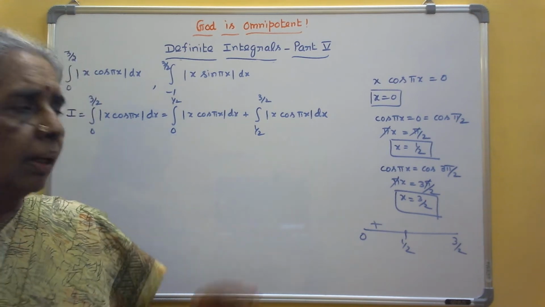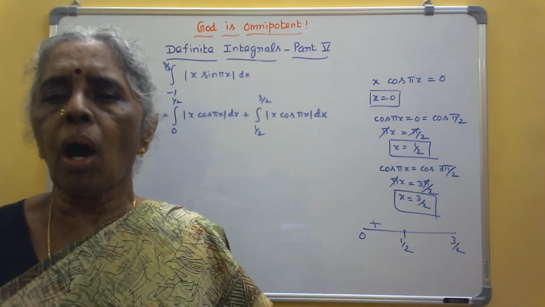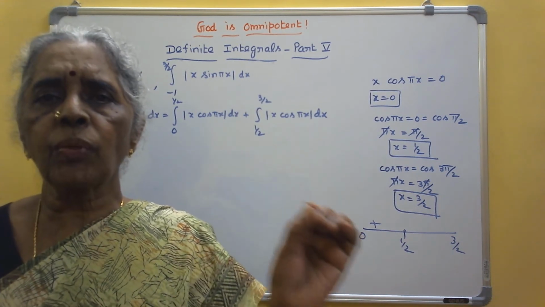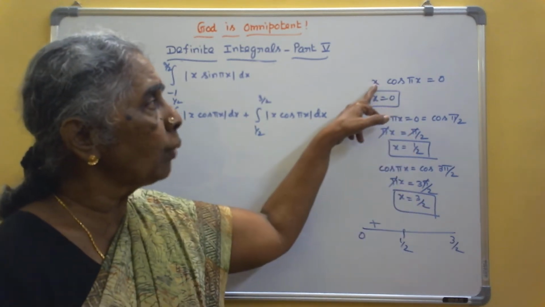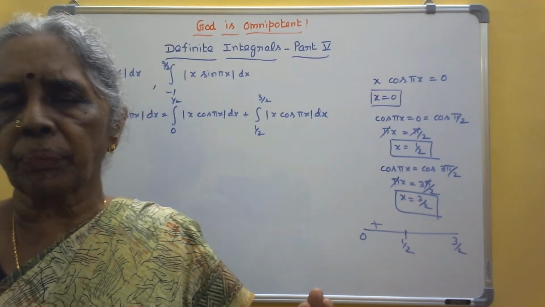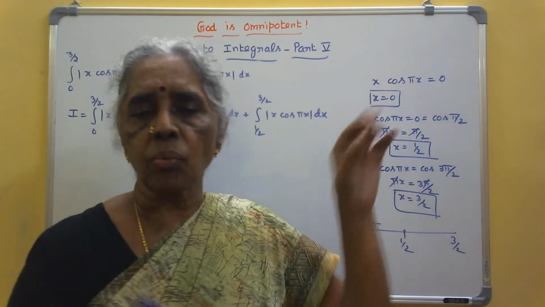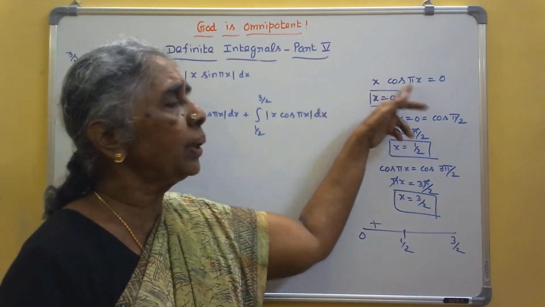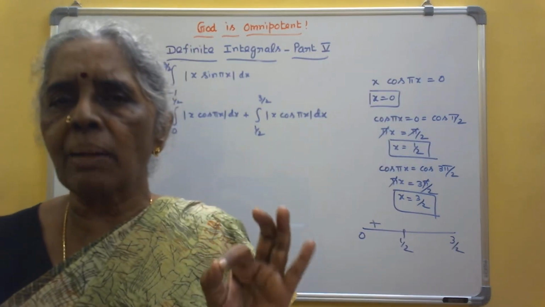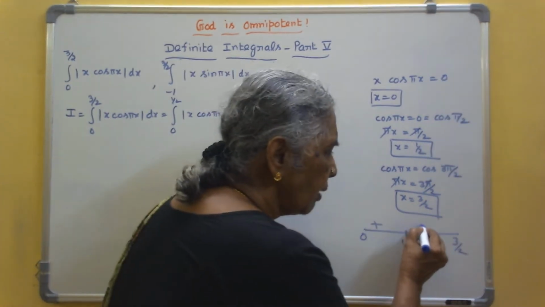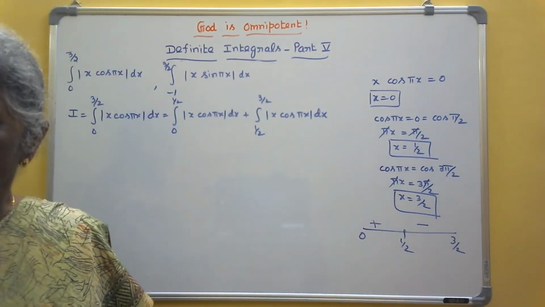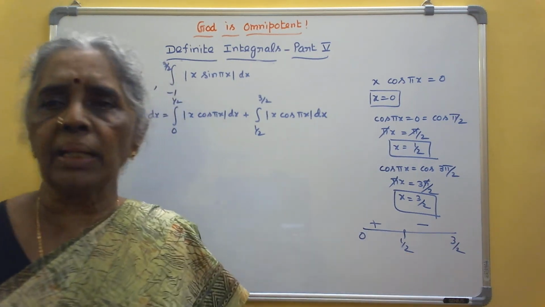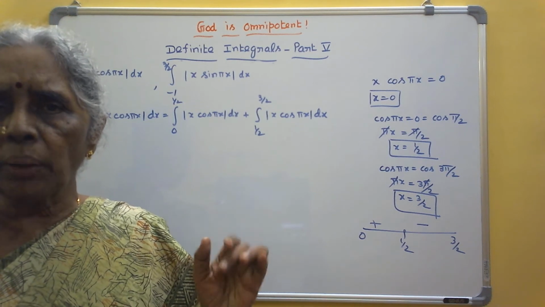Okay. Let us come to the next interval, half to 3 by 2. 1 lies in the interval half to 3 by 2. So if I put 1, x is 1, that is positive. cos pi into 1. So it is cos pi, that is minus 1, that is negative. So positive into negative, the product becomes negative. So here this is negative. Is it clear? So in the first interval it is positive, in the second interval it is negative. This is the way you have to check.